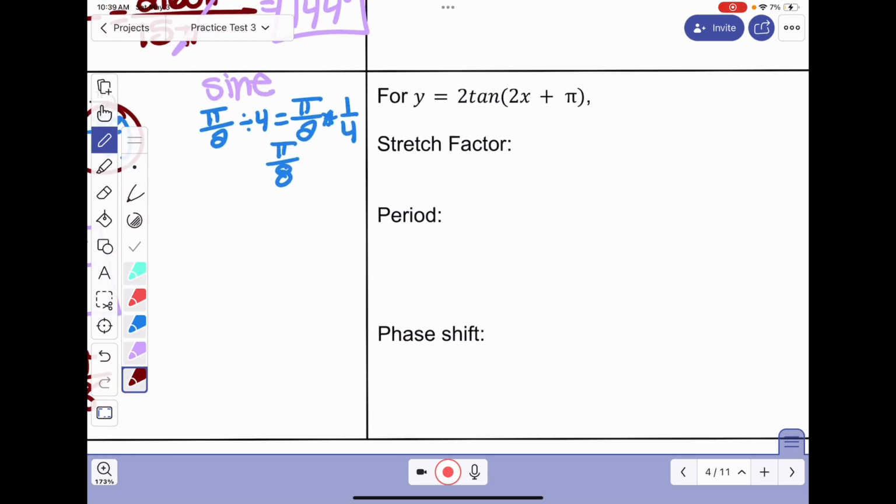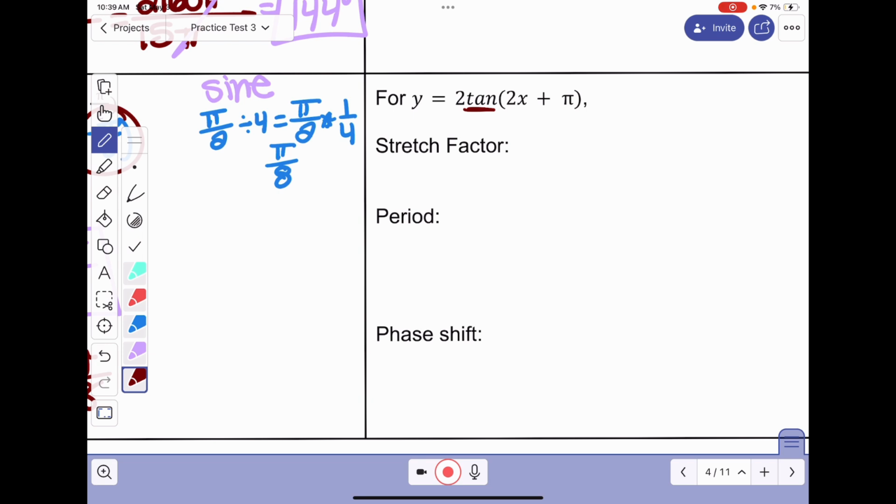All right, let's look at this one. So this one's tangent. So our stretch factor is the absolute value of a. So that's 2. We're going to do the same thing over here. We're going to divide out that 2. So 2 divided by 2 is 1, and pi divided by 2 is pi over 2.